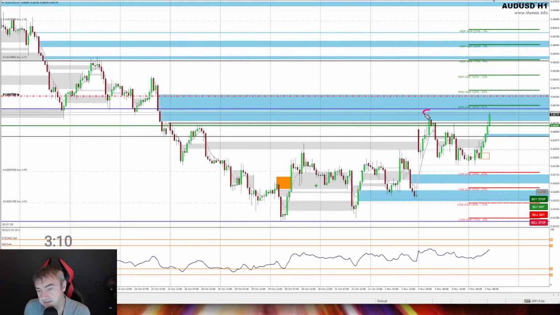We are just testing yesterday's high. And we're almost at ADR. And it's also a monthly level as well. So this is a big, strong resistance. But obviously because it's the election, resistance is going to mean nothing.